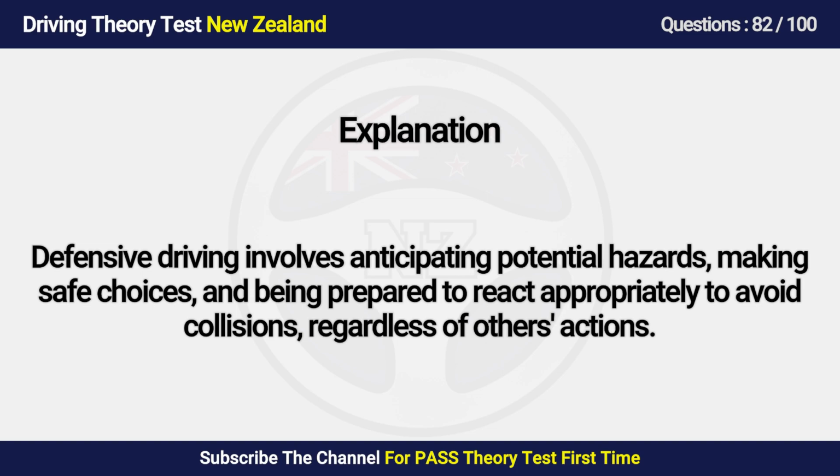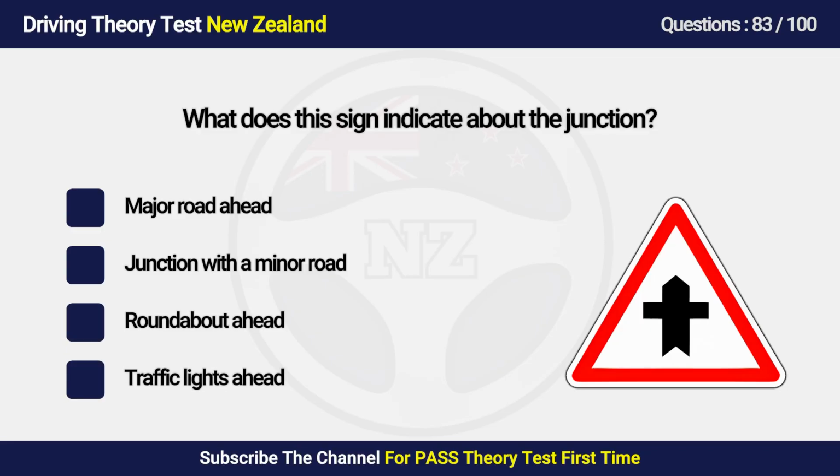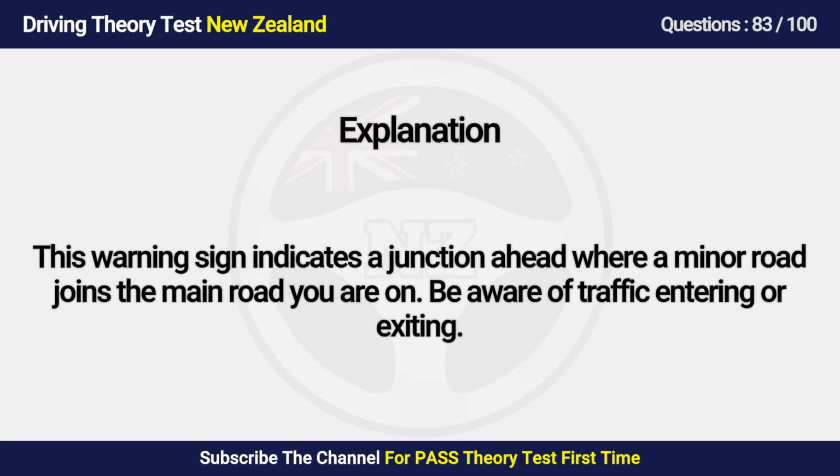Question 83. What does this sign indicate about the junction? A. Major road ahead. B. Junction with a minor road. C. Roundabout ahead. D. Traffic lights ahead. Answer is B. Junction with a minor road. This warning sign indicates a junction ahead where a minor road joins the main road you are on. Be aware of traffic entering or exiting.